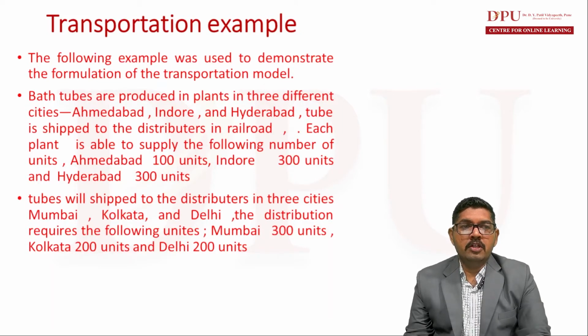I repeat, bath tubs are produced in three different plants of a firm. The manufacturing facilities are located at Ahmedabad, Indore, and Hyderabad. The capacities of each of them are given: 100, 300, and 300 units respectively. Then these tubs are shipped to distributors in three different cities: Mumbai, Kolkata, and Delhi. The distribution requires the following units: 300, 200, and 200 for Mumbai, Kolkata, and Delhi respectively.